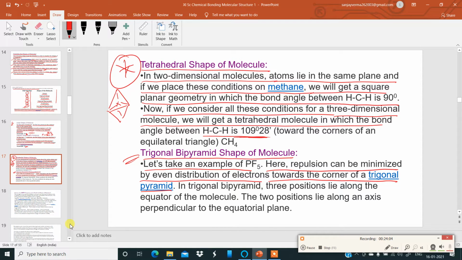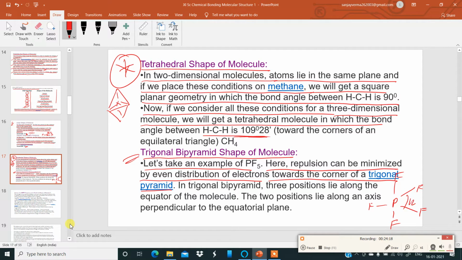So PF5. One F here, one F here, one F here, and another F over here. So this is PF5. This will be 120 degrees, this will be 90 degrees. Okay, so in trigonal bipyramid, these 3 positions lie along the equator of the molecule. We can say these 3 lie along the equator of the molecule. The 2 positions lie along the axis perpendicular to the equatorial plane. That means this is up, this is down. Okay, so that is how we get the trigonal bipyramidal shape of the phosphorus pentafluoride molecule.